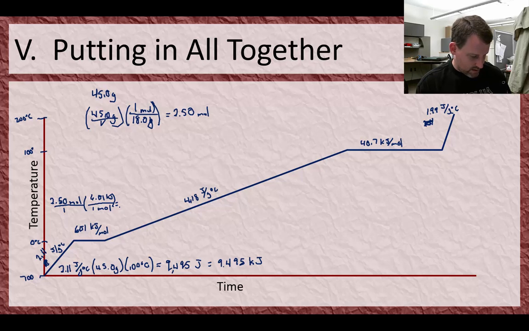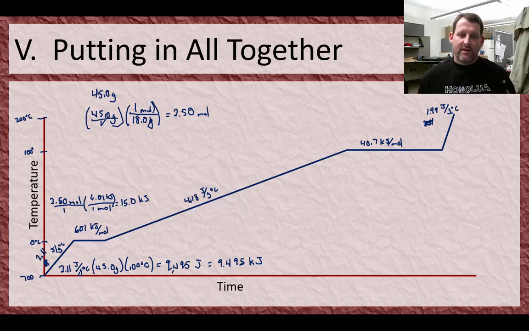6.01, 15.0 kilojoules. So it took 9 kilojoules to go from negative 100 to 0 to heat all that temperature range, and then 15 kilojoules to just melt it. So it's way harder to melt than it is to heat up by 100 degrees, which is kind of crazy.